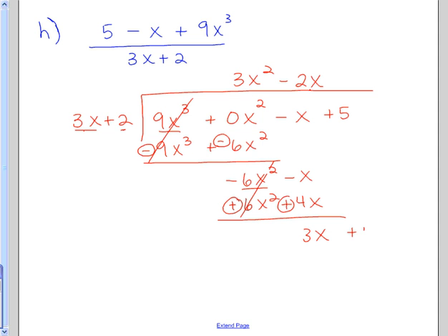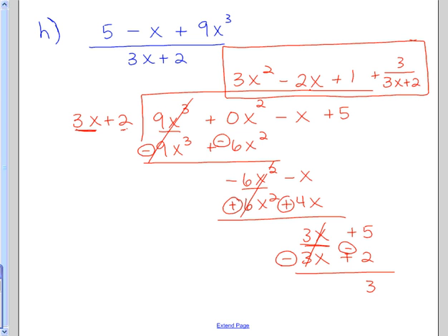3x plus 5. What times 3x would equal 3x? Got to have a number to put there. So that would be 1. 1 times 3x is 3x. 1 times 2 is 2. Change the signs. Remainder of 3. So my answer would be 3x squared minus 2x plus 1 plus 3 over 3x plus 2.